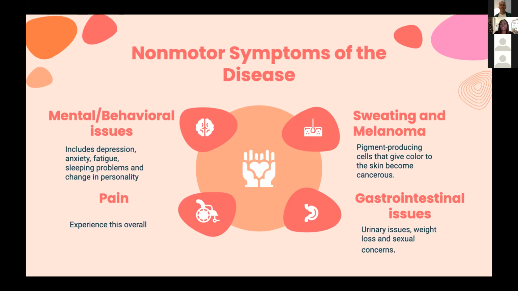For some non-motor symptoms of this disease, there are mental behavioral issues, which include depression, anxiety, fatigue, sleeping problems, and change in personality. Overall pain, so the person who has Parkinson's disease will have pain all over, like constant pain. They'll have an excess of sweating and an increased chance of having melanoma, which is a pigment producing cell that gives color to the skin and becomes cancerous. And they'll have gastrointestinal issues such as urine issues, weight loss, and sexual concerns.